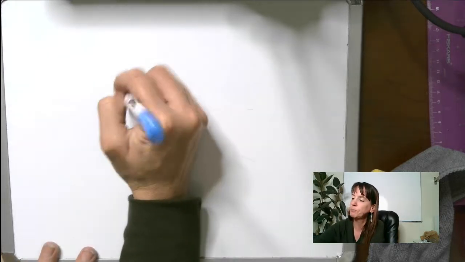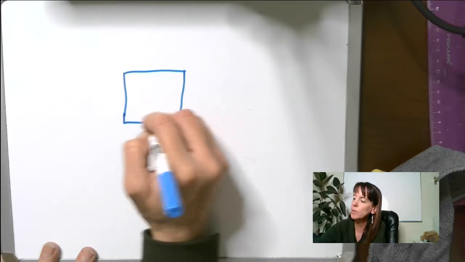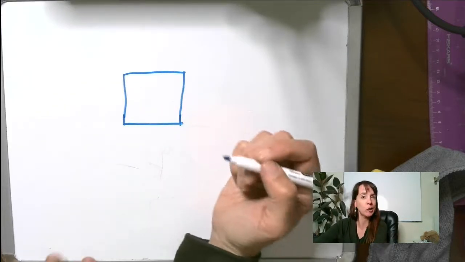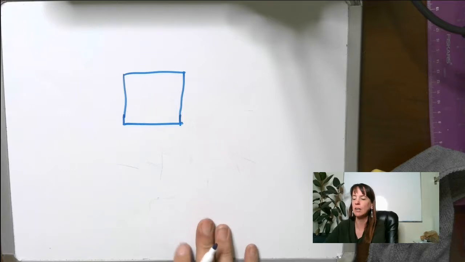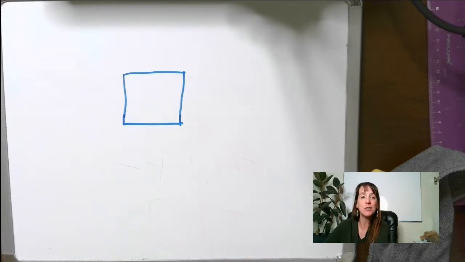So let's look. The perimeter of a square is 48 feet. How long is each side of the square? The perimeter of a square. Well, what do we know about a square? It's a regular quadrilateral, right? Regular polygon, quadrilateral. That means all the sides are the same.